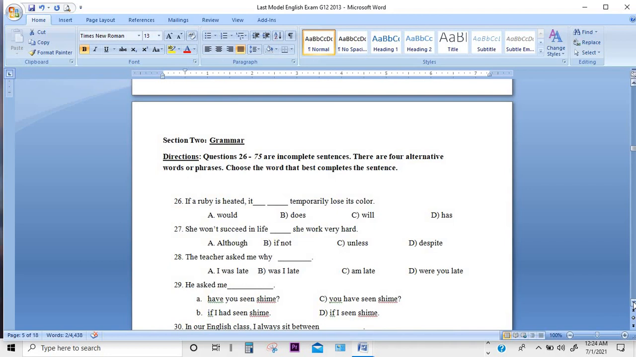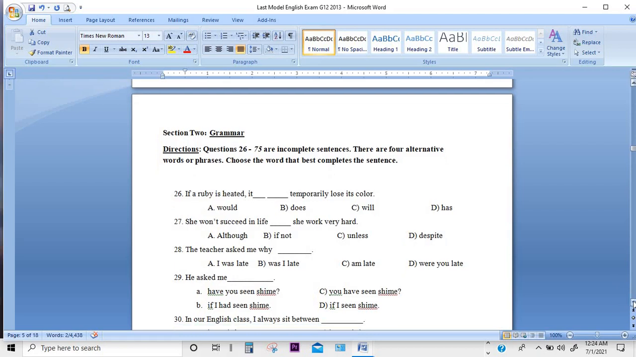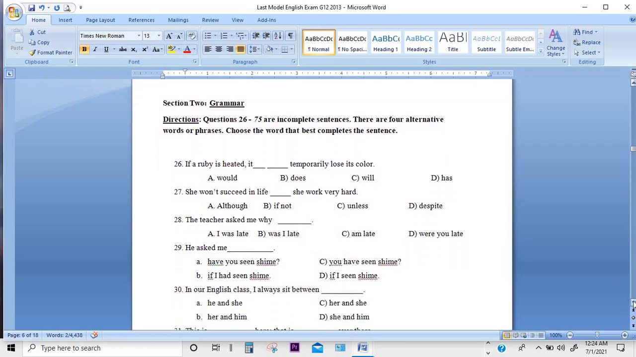Okay, let's come to section 2, the grammar part. The grammar part we do, of course, we do not do all the questions, or I'm not going to do all the questions. I'm not going to give a thorough discussion for all the questions. I will just keep with a very fast discussion if I think the question is easy. Otherwise, I will make a little discussion for questions which need to be explained.